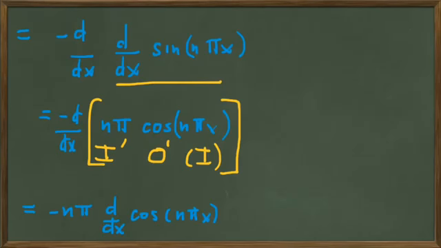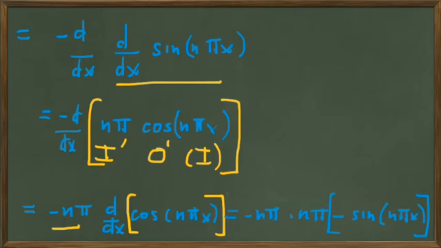We have moved the constant n pi out front with a negative sign and indicated that we have to take the derivative of cosine n pi x. And so we have done that here. Here is the minus n pi that was already out in front. When we take the derivative of cosine n pi x, the derivative of cosine is minus sine, so that's the outer prime. We leave the n pi x in there, and then we multiply by the derivative of n pi x, which is I prime.